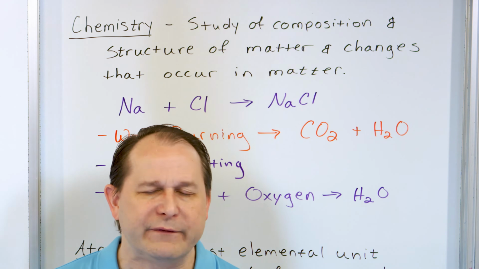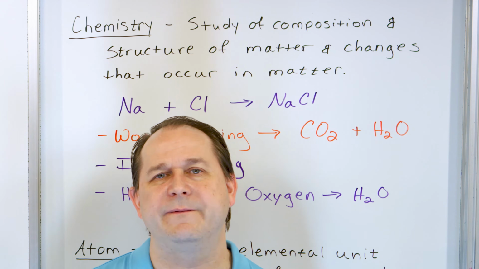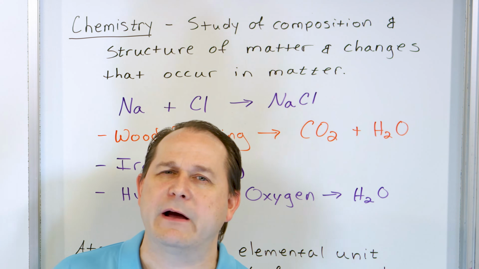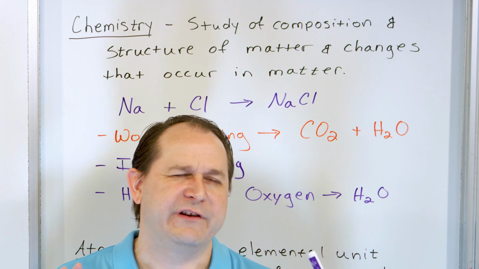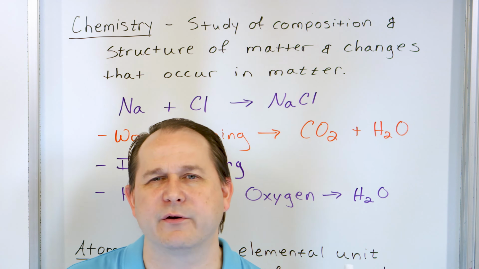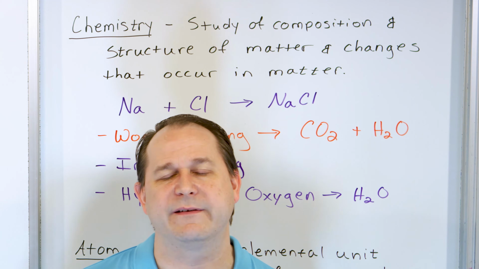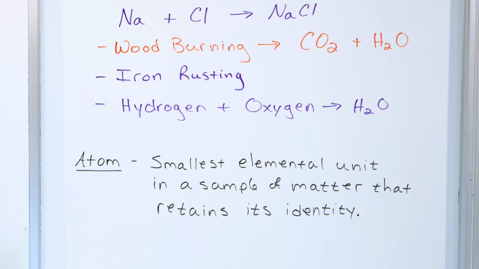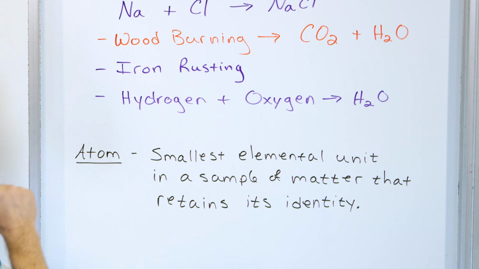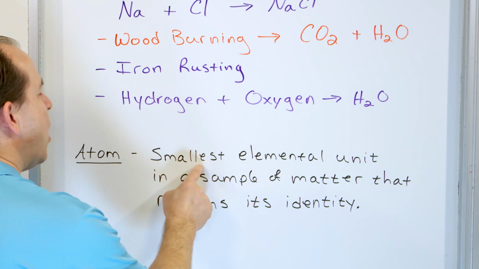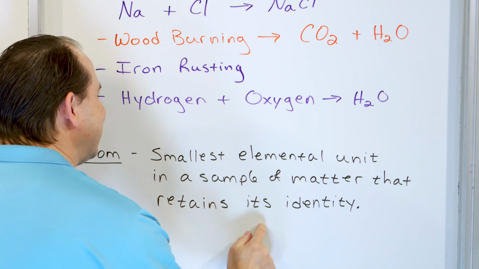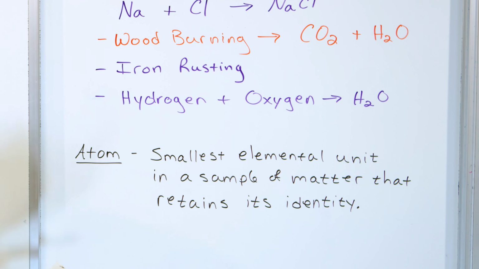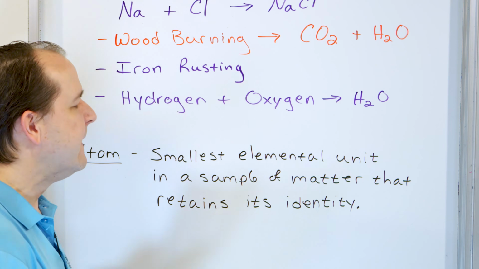All right, so that is what chemistry is. It's a rearrangement of these things that we haven't talked about yet, but they are atoms, and they are the most indivisible, I shouldn't say indivisible, they are the most elemental, fundamental thing that everything around us is made up of. And that brings us to our second definition. What is an atom anyway? It is the smallest elemental unit in a sample of matter that retains its identity. And that sounds weird. What does it mean to retain your identity?